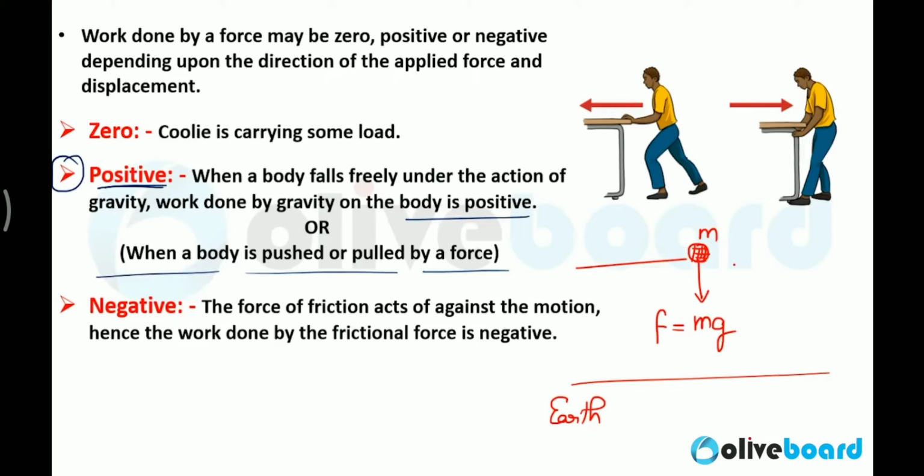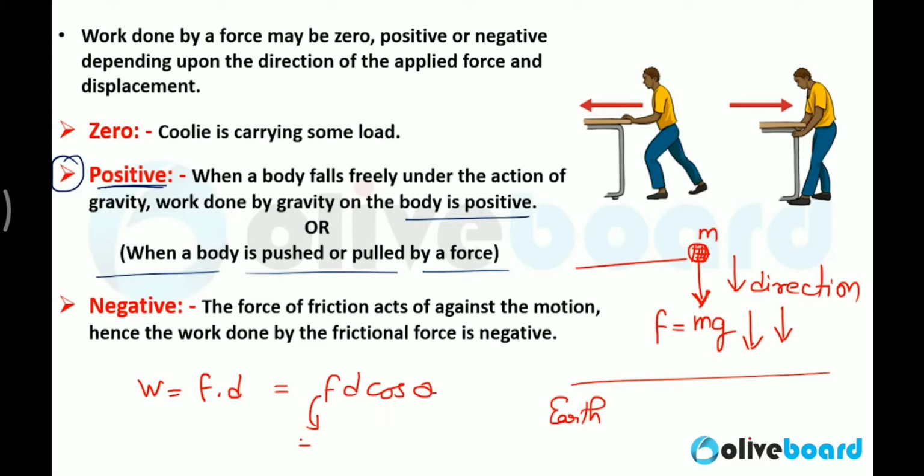This is the force, and the ball is also moving in this direction. The direction of movement of the ball is downwards, and the force the ball is experiencing at this time is also in the downward direction. So what is the direction of displacement? It is also downward. What is the direction of force? It is also downward. So work done is F dot D, that is F D cos theta. Here force is positive and displacement is positive, both in the same direction. So what is the angle between force and displacement? Zero.